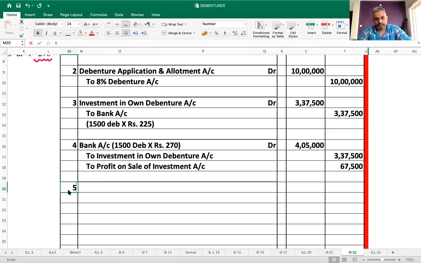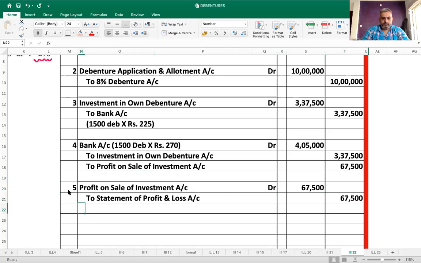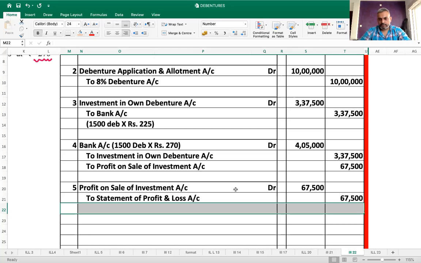Now, fifth, this profit will be transferred to profit and loss. So profit on sale of investment account, debit, to statement of profit and loss account. That's it. Close it. Do the totals.